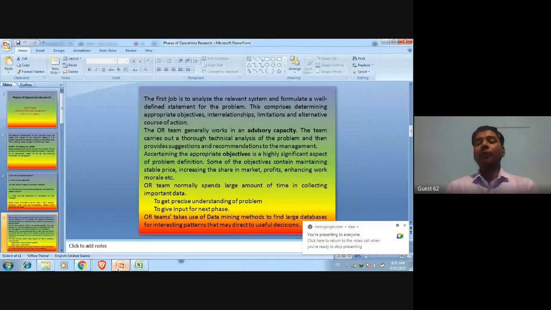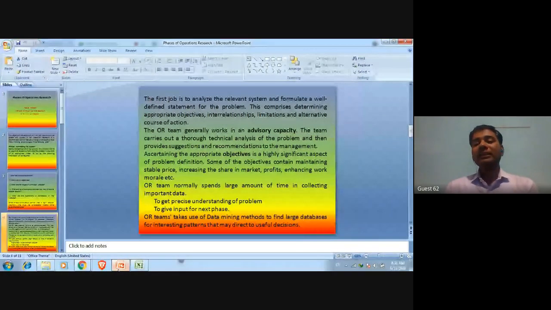And if any problem occurs, then the specialist team will identify the cause by which this problem is arising. Okay, so they can suggest anything. Now, the OR team normally spends a large amount of time collecting important data to get a precise understanding of the problem, to give input for the next phase.